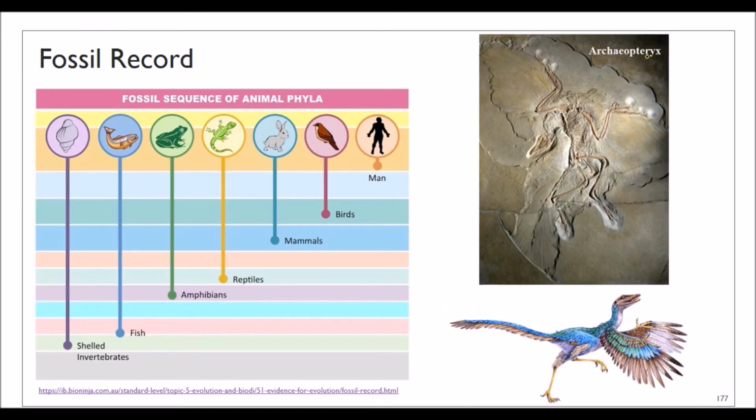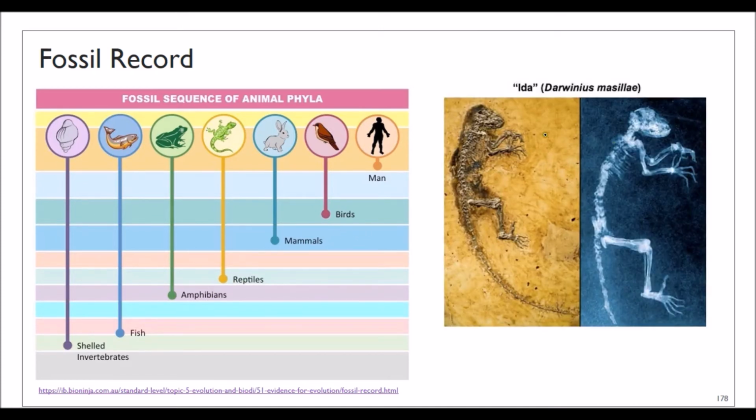I'm not even going to attempt to say this name, but it's like a half bird, half dinosaur kind of organism, and it shows the evolution from reptile to bird. Or you can have this one, Ida, which shows the evolution from mammals to primates, if you will. These are called transitional fossils, when they had features of both the ancestor and then the newly evolved species.